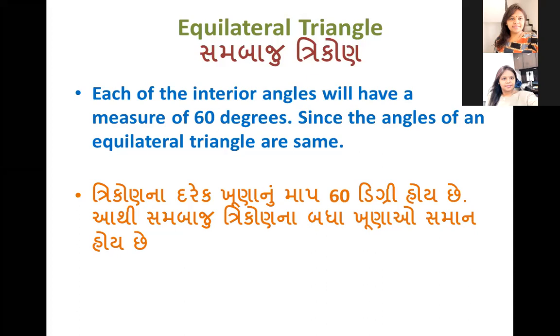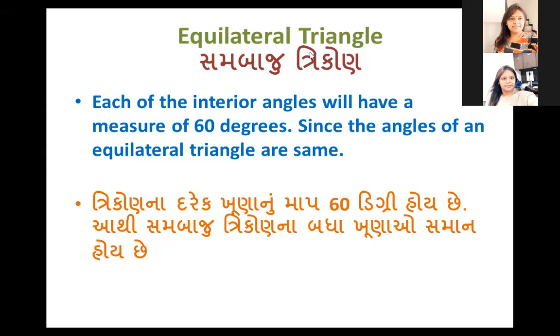If you have any equilateral triangle, that means all sides are equal and their angles are also equal, and their measurement is 60 degrees. If you measure the angle, the angle will be 60 degrees. So don't forget, these are the properties of the equilateral triangle. Equilateral triangle means all sides are equal and each angle is 60 degrees.